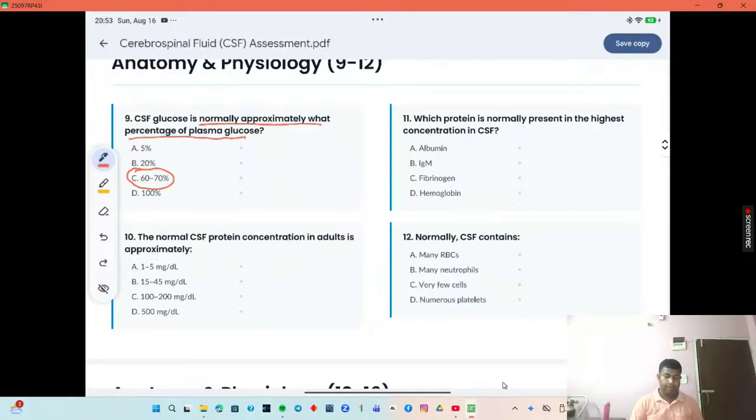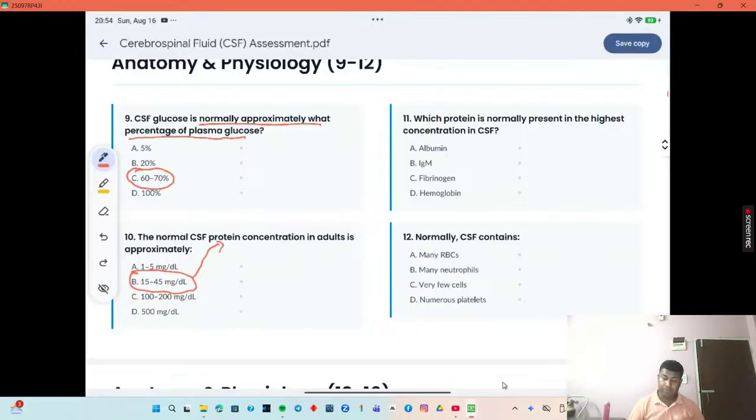Now the next question is, the normal CSF protein concentration in adults is approximately. Here the question is how much protein concentration is there in cerebrospinal fluid. The right answer of this question will be 15 to 45 mg per dl protein concentration in cerebrospinal fluid. Is it clear to you?